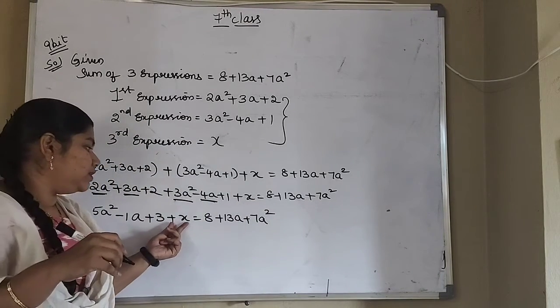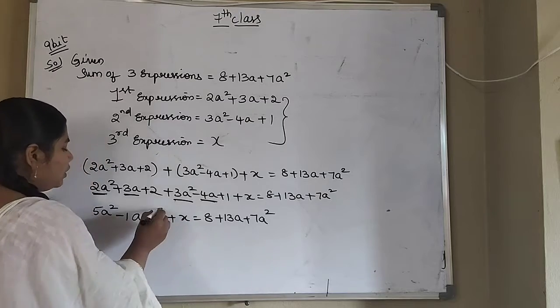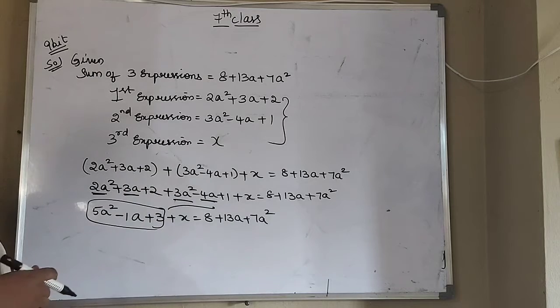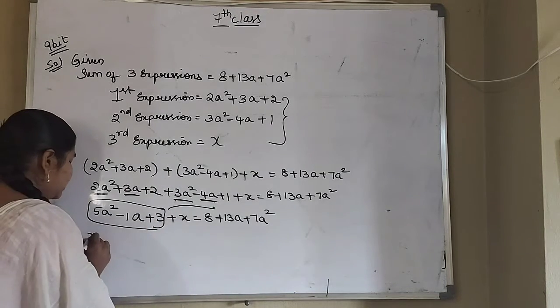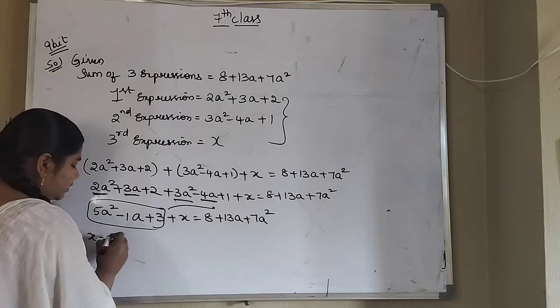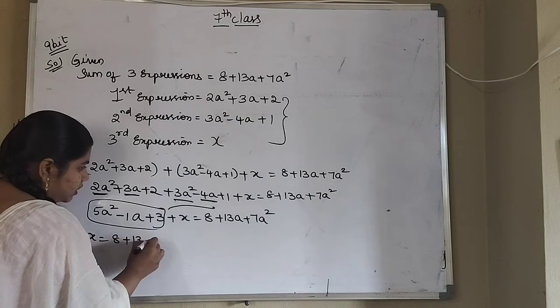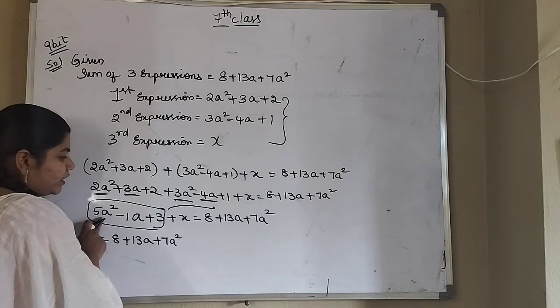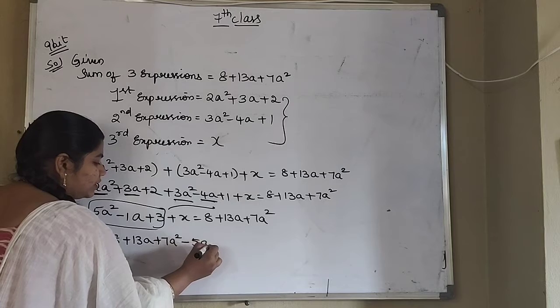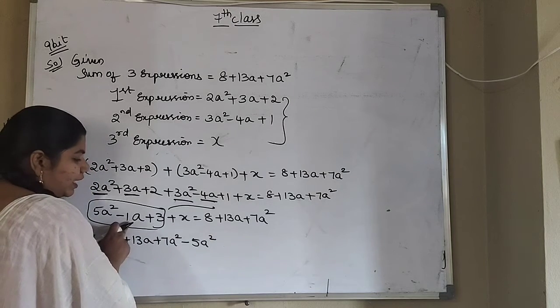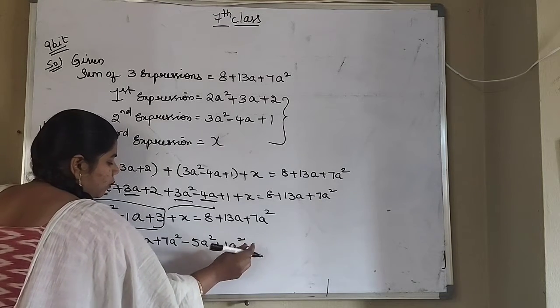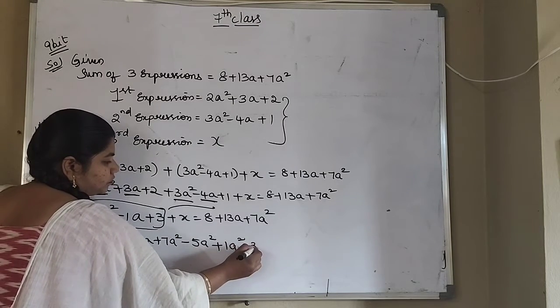Now we want to find this x value. So this whole set of terms I am transposing to the other side. Transposing means every sign will be changed. So x is equal to, first write this expression, 8 plus 13a plus 7a square. I am transposing plus 5a square, so it will be minus 5a square. Minus 1a will be plus 1a. Plus 3 will be minus 3.